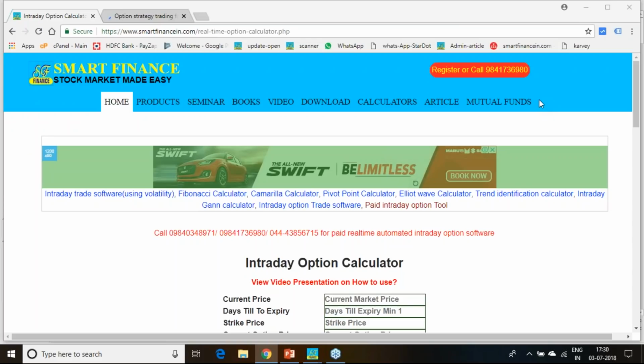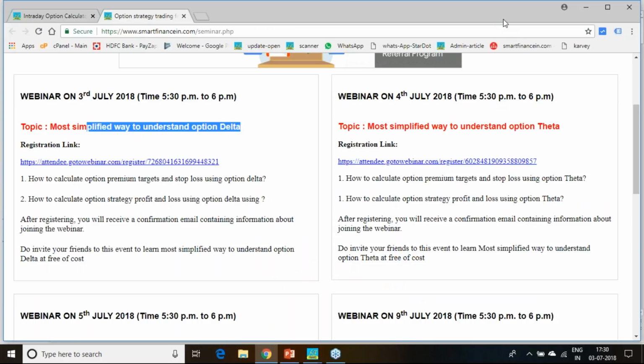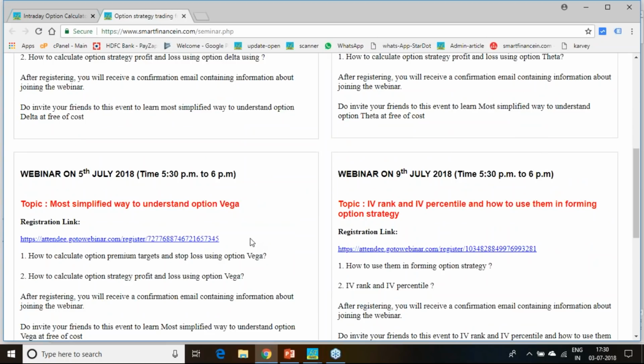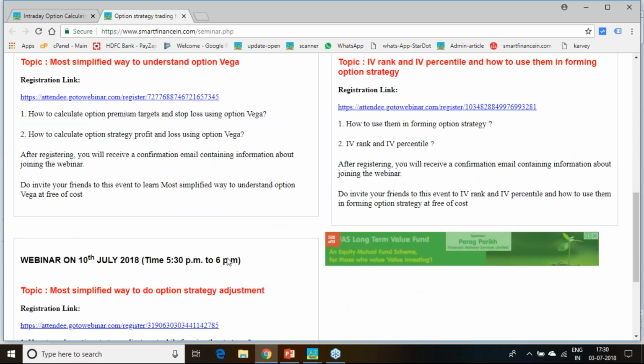SIP. So this is a 5 days event. Today is the first day, you are learning about the most simplified way to understand the option delta. Tomorrow we have a session on theta, Vega, and on 9th we have an advanced concept on IV rank and IV percentile and how to use those things in trading.